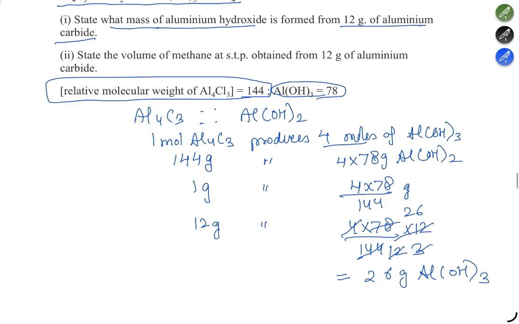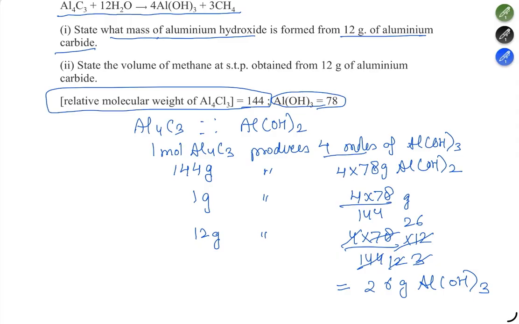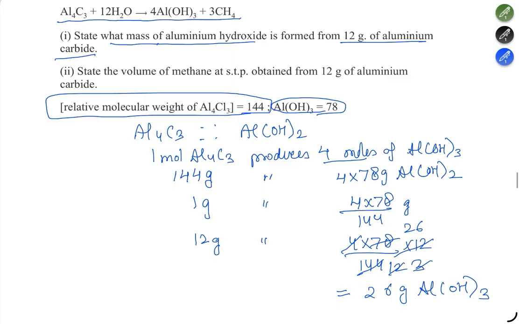So I hope you are clear on this. What I am doing here is again the same thing. The mole I am converting into the mass, because the answer I have to calculate is the mass, and then I am comparing the mole ratio to the mass ratio in the balanced equation. Second part, you see the volume of methane at STP from 12 gram of aluminium carbide.